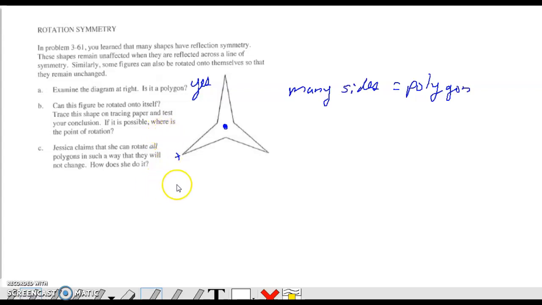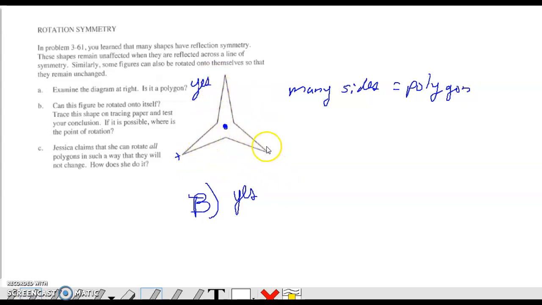Alright, so we're coming back from the video. Can this thing be rotated onto itself? So part, oops, not B, sorry, part B, right? The answer is yes, yes it can. Okay, so 360, right, all the way around.